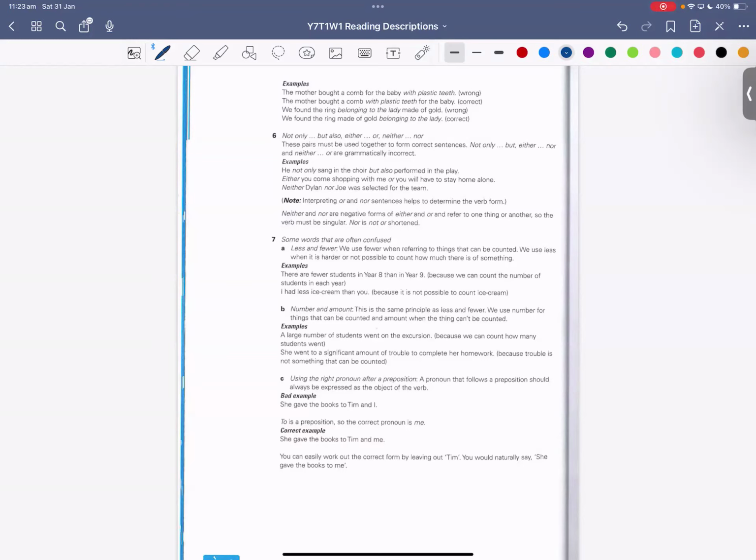Using the right pronoun after a preposition. A pronoun that follows a preposition should always be expressed as the object of the verb. She gave the books to me. To is a preposition, so the correct pronoun is me. She gave the books to Tim. You can easily work out the correct form by leaving out Tim. You would naturally say she gave the books to me.